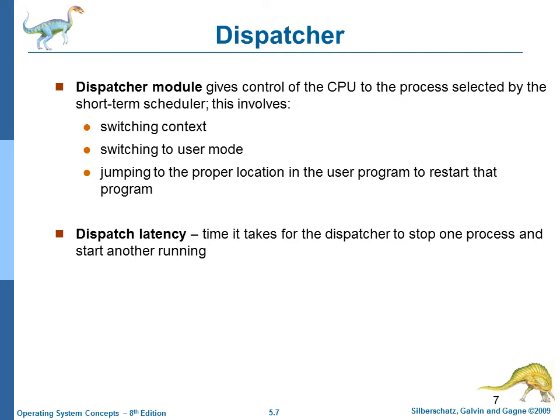The dispatcher needs to be as fast as possible, as it runs on every context switch. The time consumed by the dispatcher is lost, because during this time the CPU is idle. It is called the dispatch latency, which is the stopping of one process and the starting of another process. We should try to make this time as short as possible.